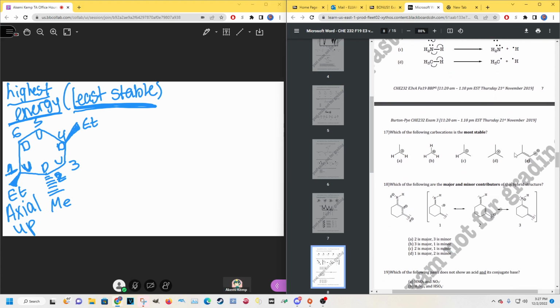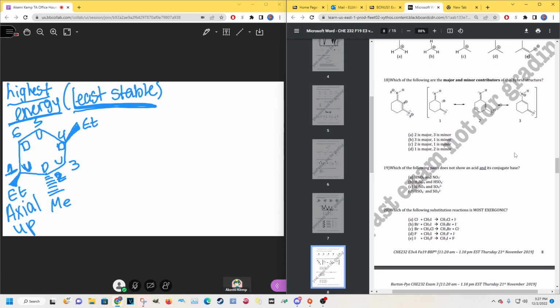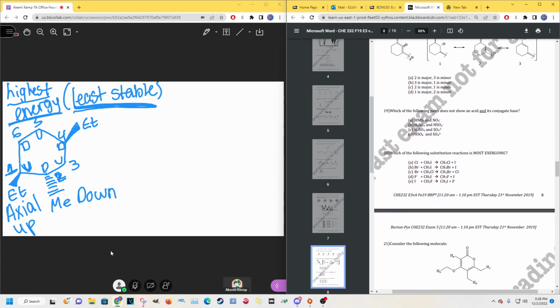So now this methyl, it's going down because it's on a wedge, so it's going away from us. And it's on a down carbon. So what position is it going to fall on? Axial. Right. It's also going to be axial. And lastly, we have this ethyl here. It's on a wedge, so that means it's going up because it's facing towards us. And it's on a down carbon. So where is it going to fall? Equatorial. Right. Equatorial. Cool. So now we have figured out our highest energy chair conformation.